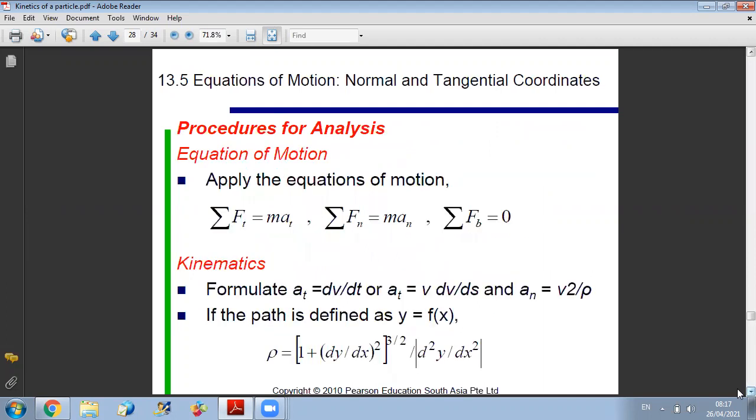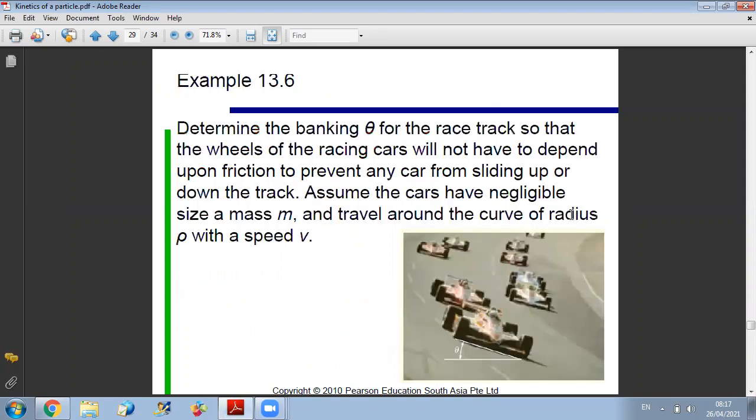Now, also remember that sometimes in order to find the radius of curvature, if I have y as a function of x, I can use the following form, because rho is required to calculate the value of a_n. Now we will do some examples to practice how to apply Newton's law in normal tangential coordinates.